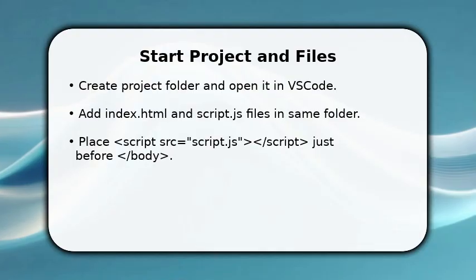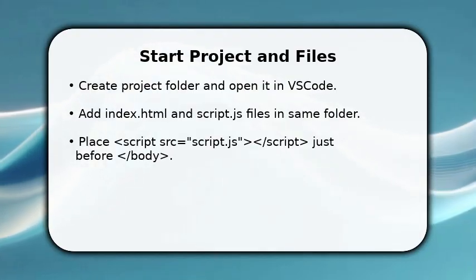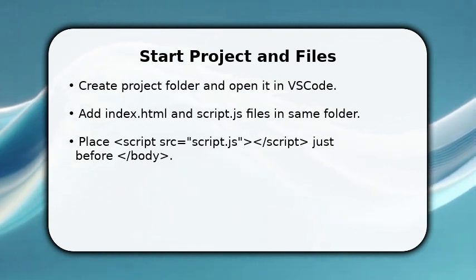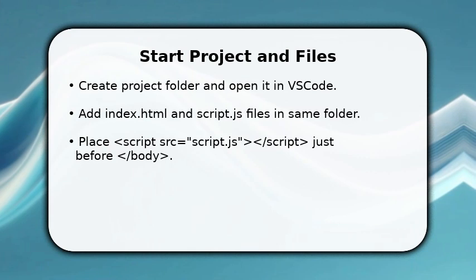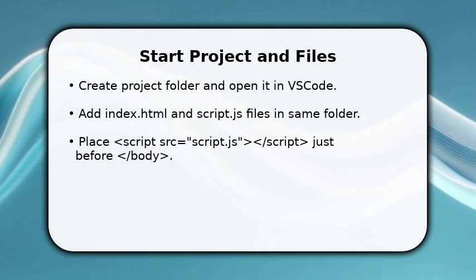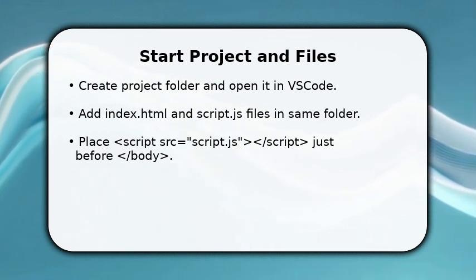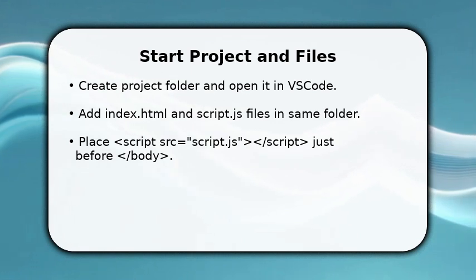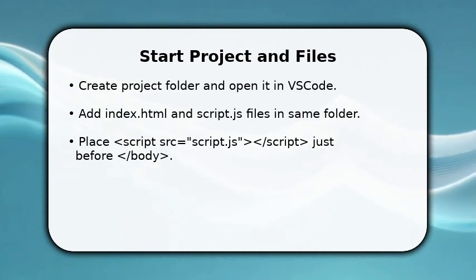Enjoy the video. You'll start by making a folder and opening it in VS Code so everything is in one place. Once done, create index.html and script.js. Link them by adding script src equals script.js just before the closing body tag. You do this because the browser parses HTML first, then runs JavaScript, avoiding undefined elements.